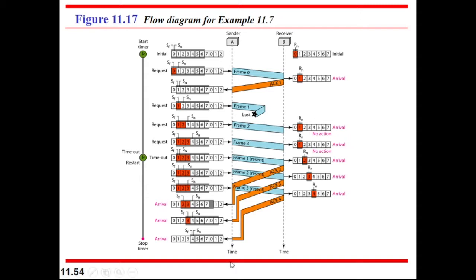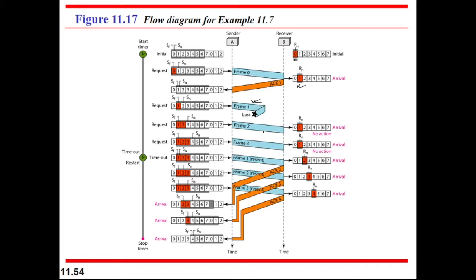But see, what is the thing? Here Rn is equal to 0 and that is expecting frame 0, so frame 0 is there and the acknowledgement is passing. So now Rn is expecting 1, the first frame. But this frame 1 is lost, and there is no message to the sender that this frame is lost. The sender doesn't know about that.